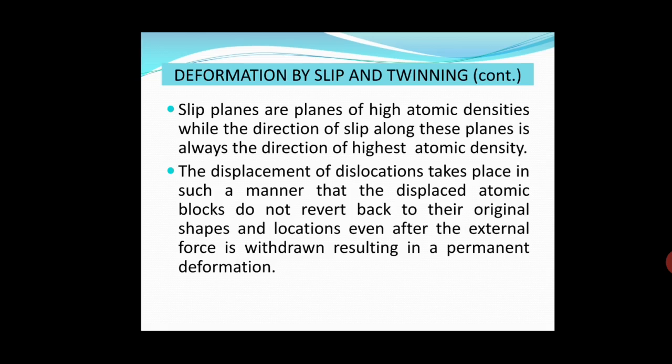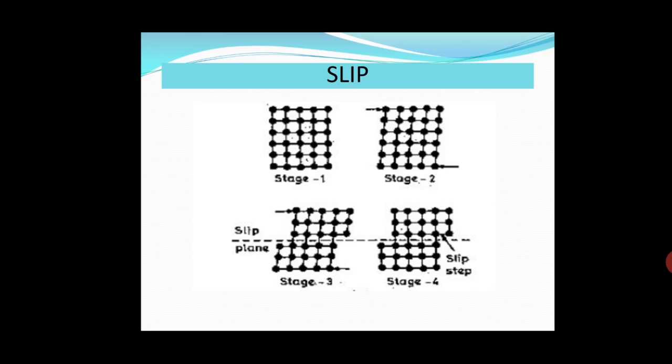So slip is a permanent deformation occurring in the slip direction along the slip plane when the applied shear stress is more than the critical shear stress, and slip plane is a plane having high atomic densities, and slip direction is the direction having highest atomic density.